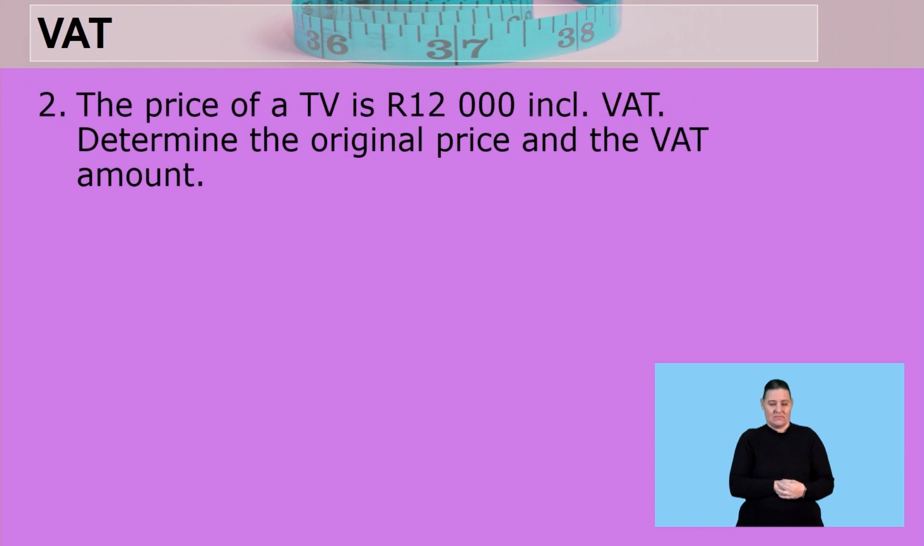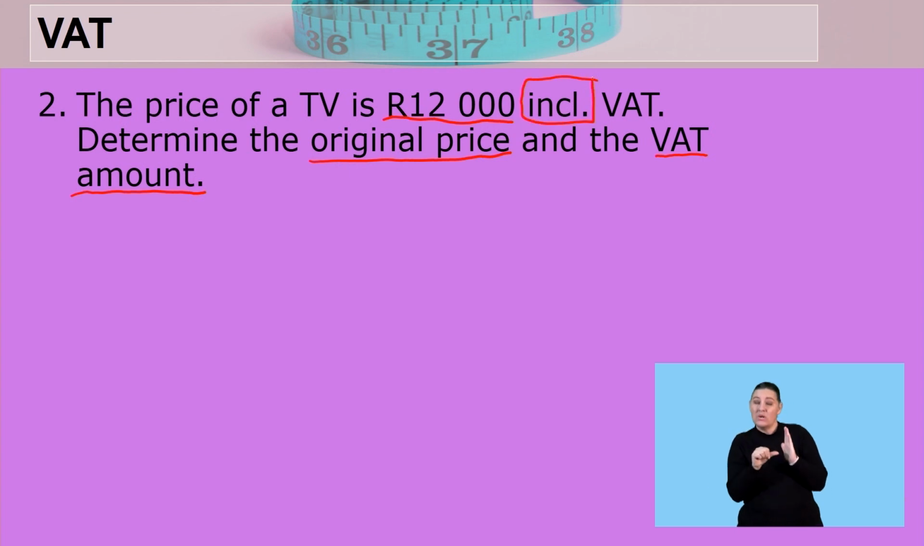The price of a TV is 12,000 Rand, including VAT. Determine the original price and the VAT amount. So we've got two things to do here. We've got to determine the original price, that is the price before VAT was added on, and the VAT amount. Let's think about it again. The price of this TV is 12,000 Rand, and here's the important part, including VAT. Because remember, two calculations.